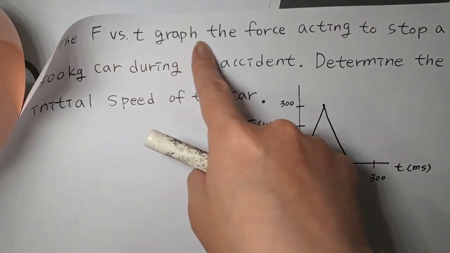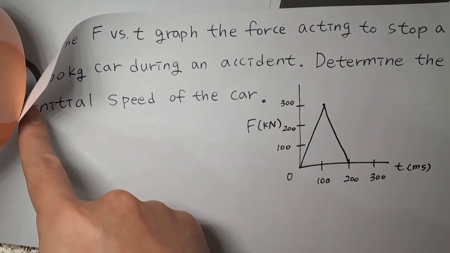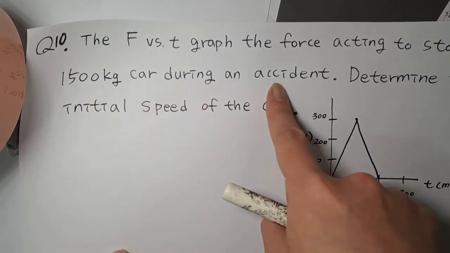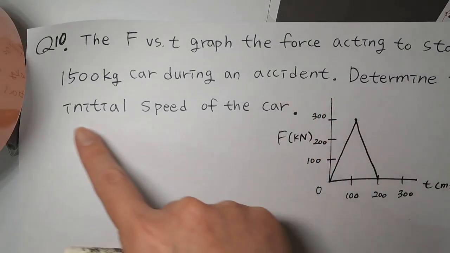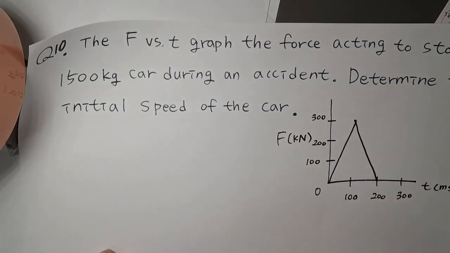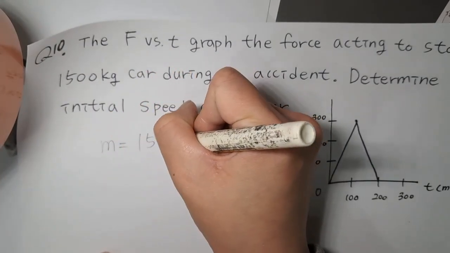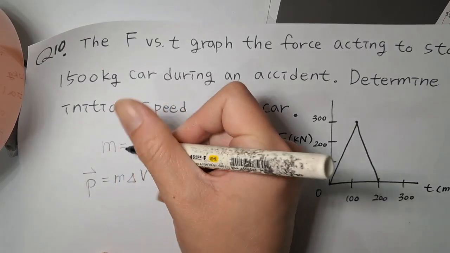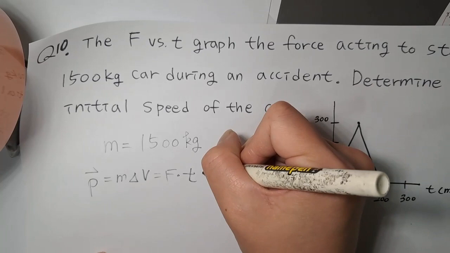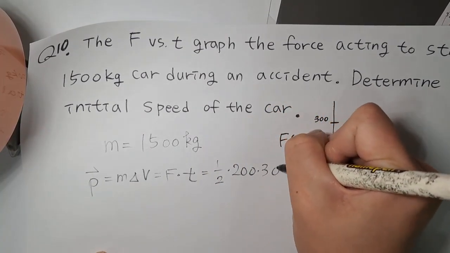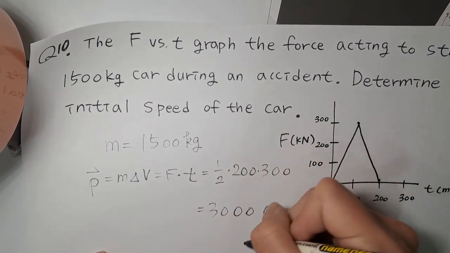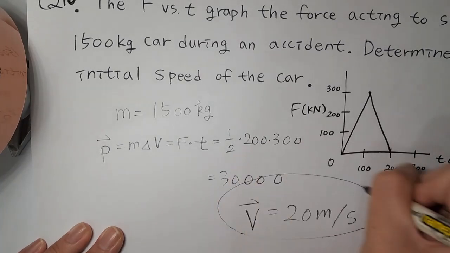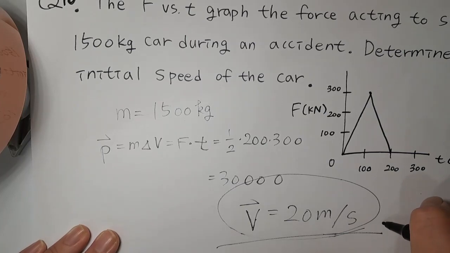The force time graph shows the force acting on a 1,500 kilogram car during an accident. Determine the initial speed of the car. So mass is 1,500 kilograms. So the answer is going to be 20 meters per second.